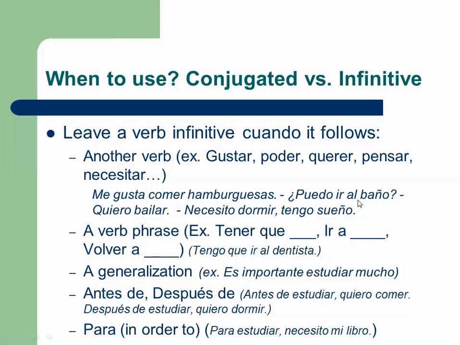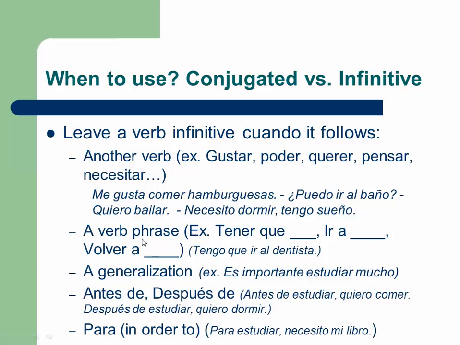Or puedo ir al baño. Can I go to the bathroom? Not can I go to the bathroom. Or quiero bailar. I want to dance. Not I want I dance, but I want to dance. Necesito dormir. I need to sleep. Not I need I sleep, but I need to sleep. So when there's two verbs together, you always conjugate the first one and never the second one.